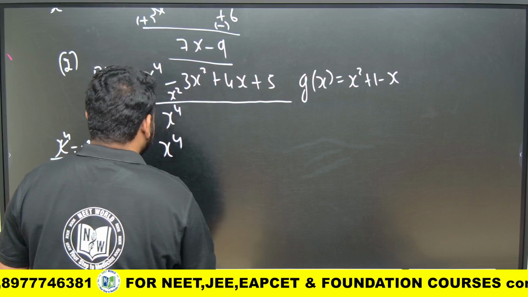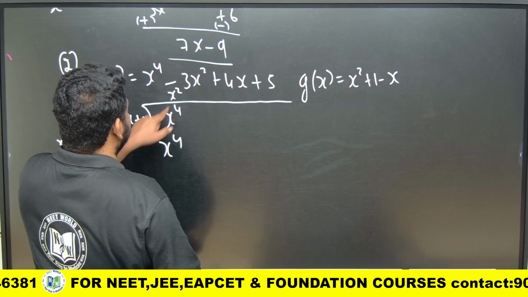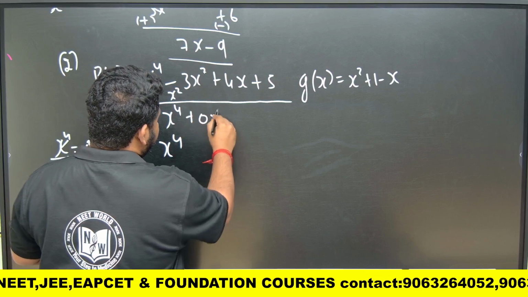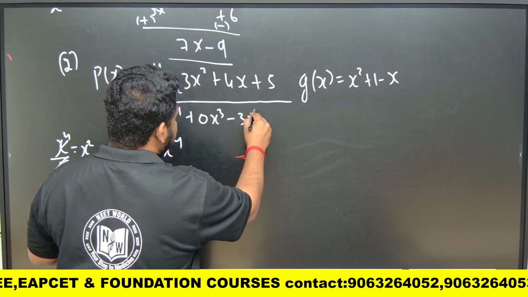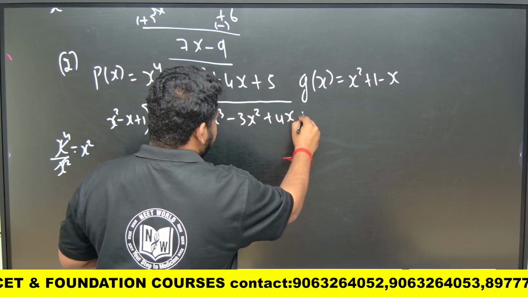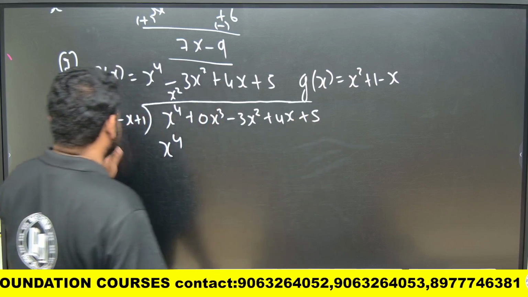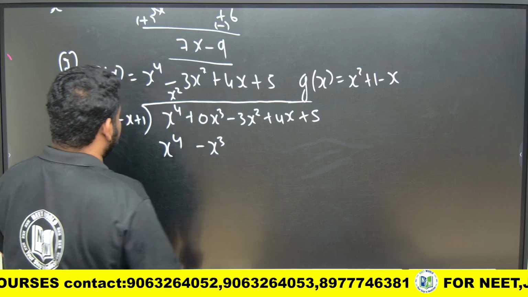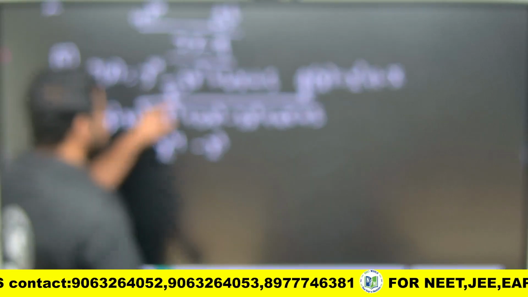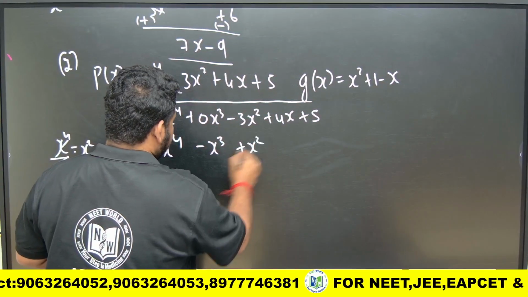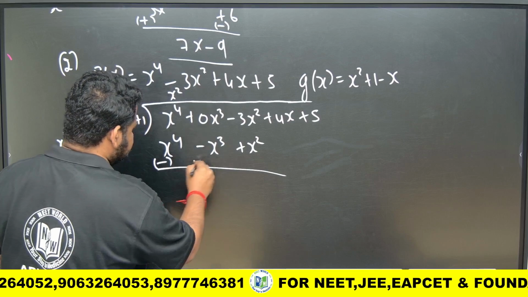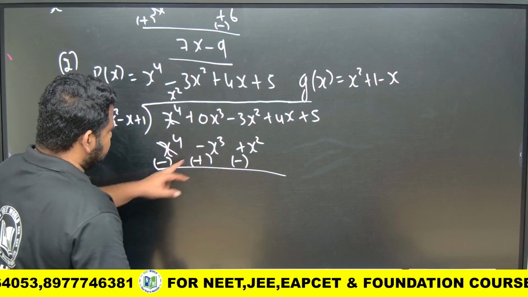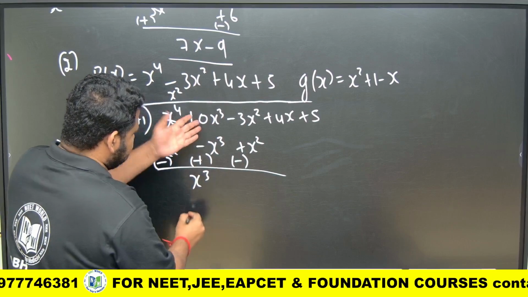Here what do we have? We have x to the power of 4, x square is there. Here x cube is not there, so let me write 0x cube, minus 3x square plus 4x plus 5. Let us do it like this, then it becomes easy for us. X to the power of 4, x into x cube is minus x cube. I will write x cube here itself. Plus x square is there. This will cancel. This will be plus x cube because 0 does not matter for us.